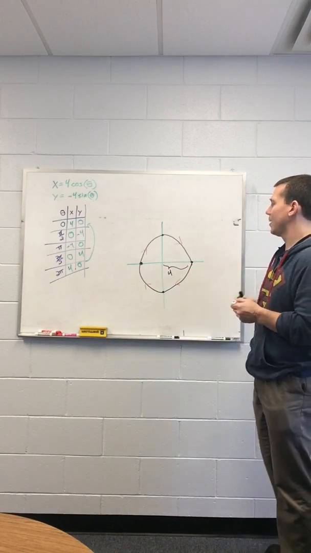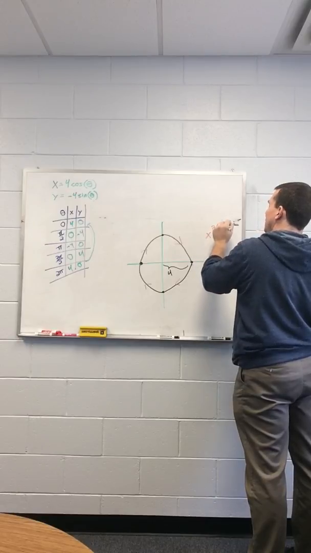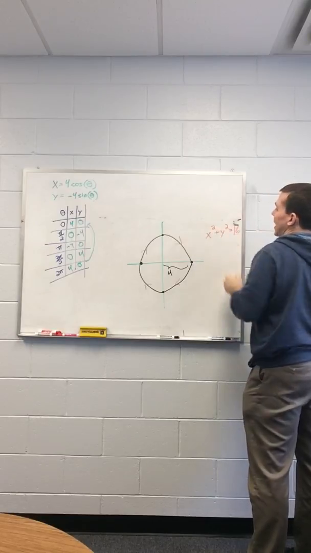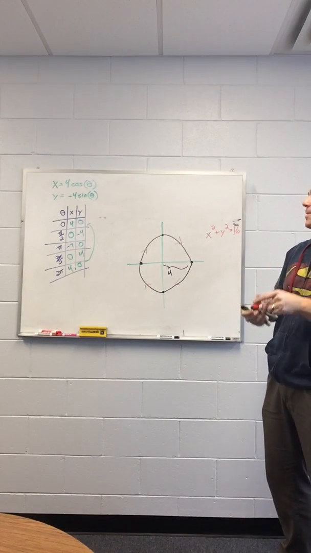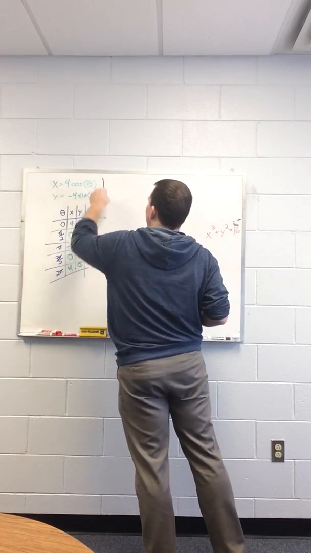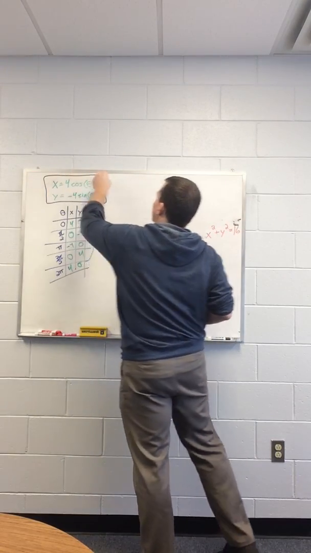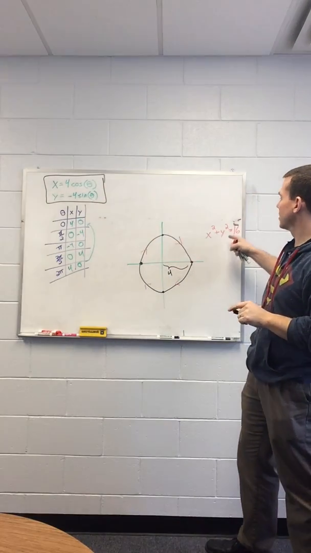But now, if that's the equation of a circle centered at the origin, because it is, and the radius is 4, then we know the equation in rectangular coordinates should be x squared plus y squared equals r squared, which is 16. And now the question is, how would I do that? If these are my parametric equations, how would I eliminate the parameter to make this look like this?